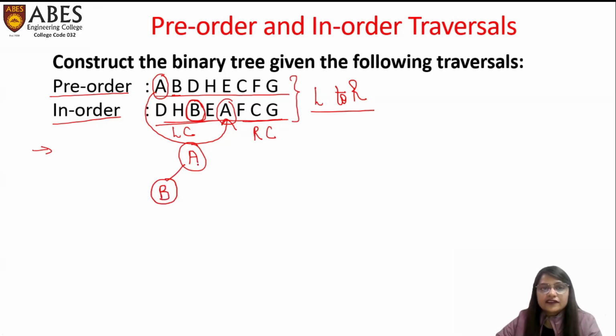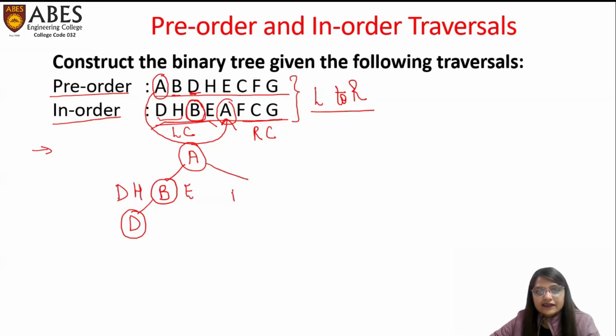Okay, we have to continue this process until all the nodes have been traversed. In the next part, now B is the next new node. D and H will be its left child and E will be its right child. Okay. Next node sequence will be D, which is to the left of A. We can also mention it like this: D, H, B, E. And to the right, there is F, C, and G.